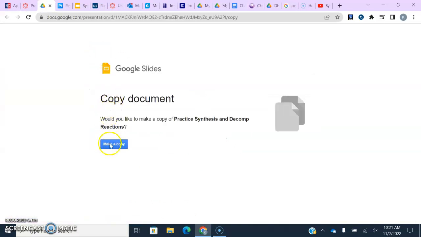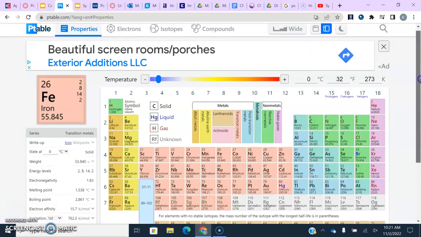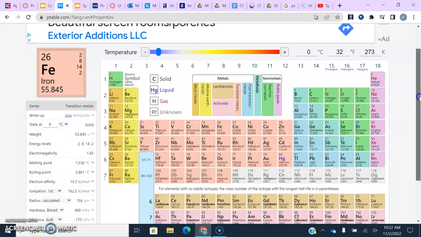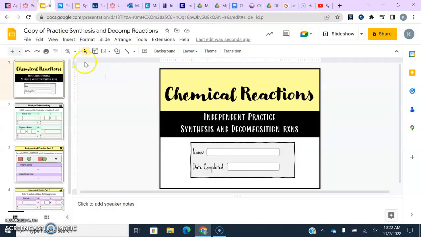Alright guys, let's take a look at today's assignment doing synthesis and decomp reactions. You will need to have the p-table pulled up, so I have mine here in this tab, because we are going to have to figure out the formulas of an ionic compound, so we have to make sure we have our charges right. You just want to have access to the p-table.